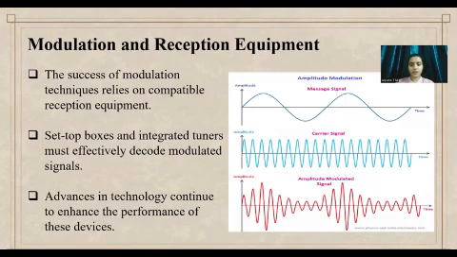Modulation and reception equipment. The success of modulation techniques mainly relies on compatible reception equipment. Set-top boxes and integrated tuners must effectively decode the modulated signals. Advances in technology will continue in order to enhance the performance of those devices also.